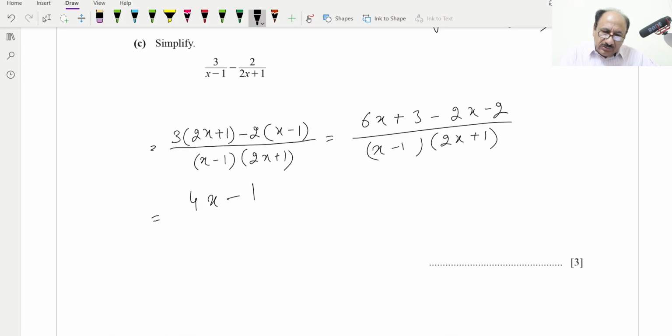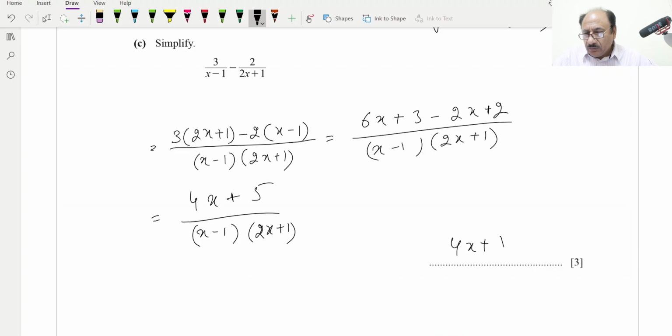Basically we will get 3, and this will be minus 2. So this will not be minus 2, this should be plus 2, because minus 2 into minus 1 will be plus 2. So this will be 3 plus 2 will be 5. So 4x plus 5, and this will be over x minus 1 into 2x plus 1. This will be our final answer, which we can provide over here, which is x minus 1 into 2x plus 1. This is done.